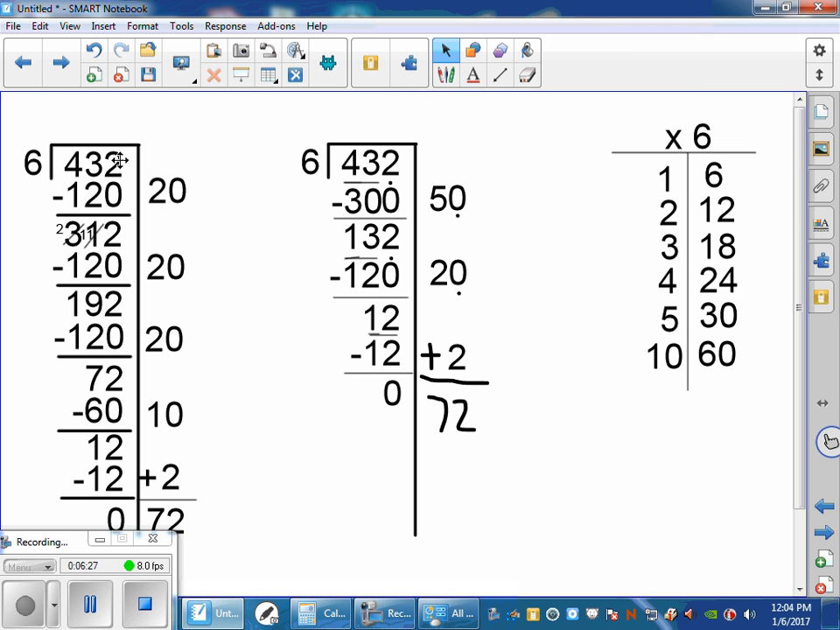Some students are really proficient with this. Some needed the lines and the dots in order to understand how to do partial quotients.